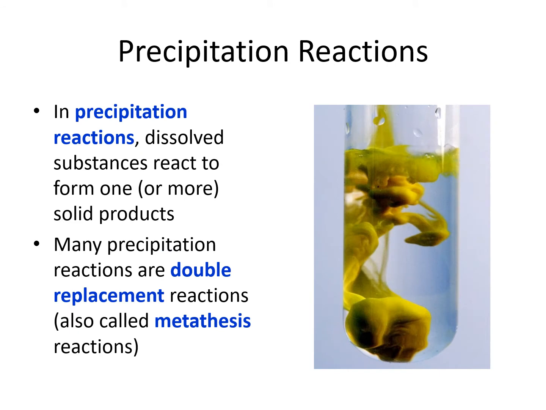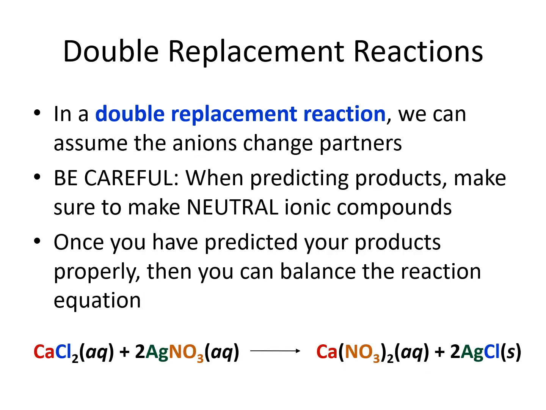In a precipitation reaction, we have some aqueous solutions that get mixed together, and in the end, a solid product gets formed. That solid product is going to be called the precipitate. Most precipitation reactions are going to be what we call double replacement reactions. These may also be called double displacement reactions or metathesis reactions. In a double replacement reaction, the ions are going to switch partners.